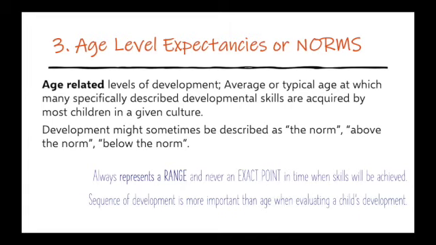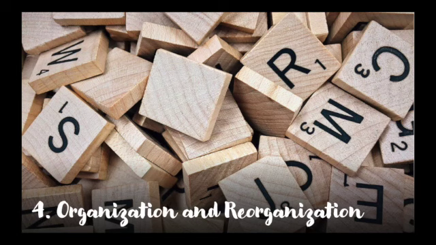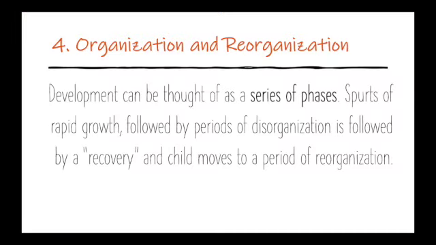Two-year-olds have very different ranges, levels, and skill sets. So it's important, when we think about norms, that we look at the sequence and the range of development. The fourth principle we'll look at is the idea of organization and reorganization. When we move into mental cognitive development, we'll look at Jean Piaget's idea of organization.